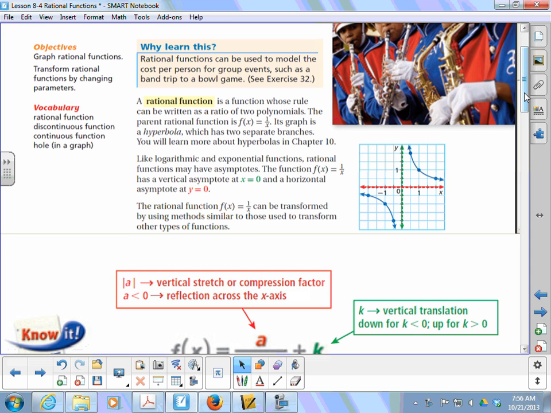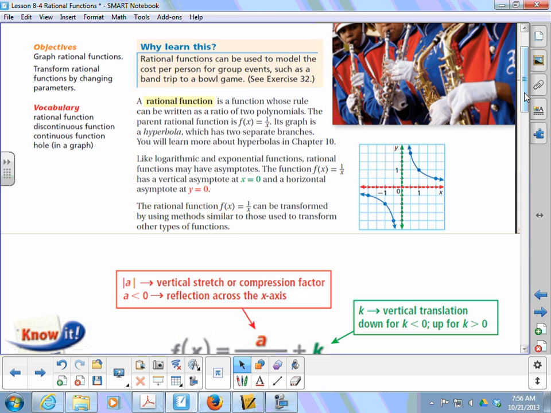Who remembers what an asymptote is? Okay, Stephanie, what is it? Excellent, good. Lines that the graph gets closer and closer to but never touches. So the parent function 1 over x gets closer and closer to the x and y axes but never touches them. So we say that they have asymptotes at x equals 0, which is the vertical line x equals 0, or the horizontal line where y equals 0.